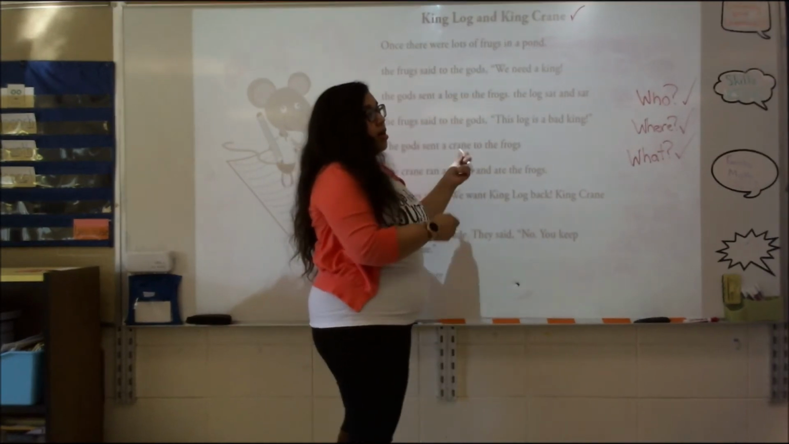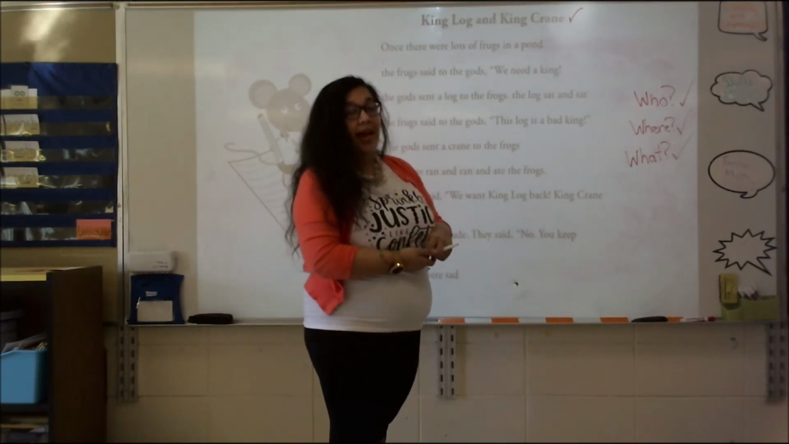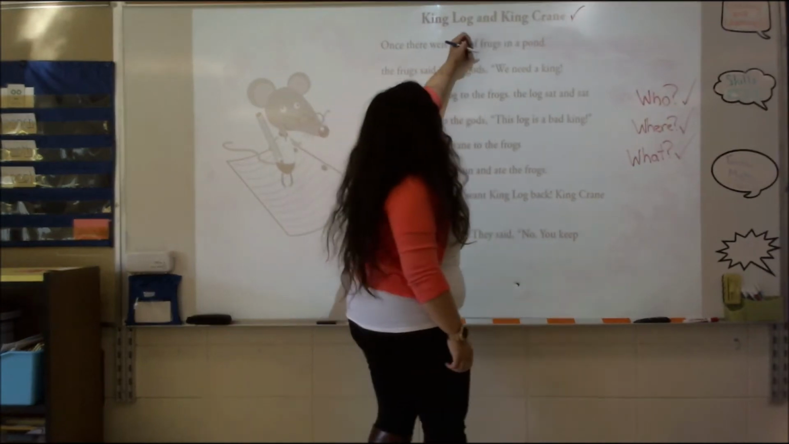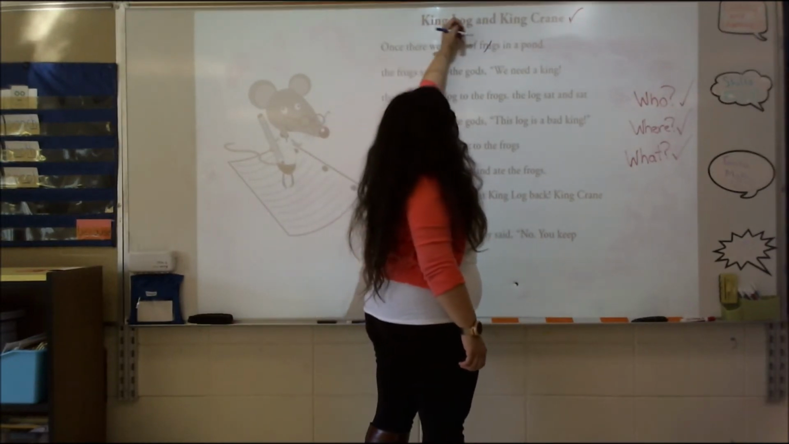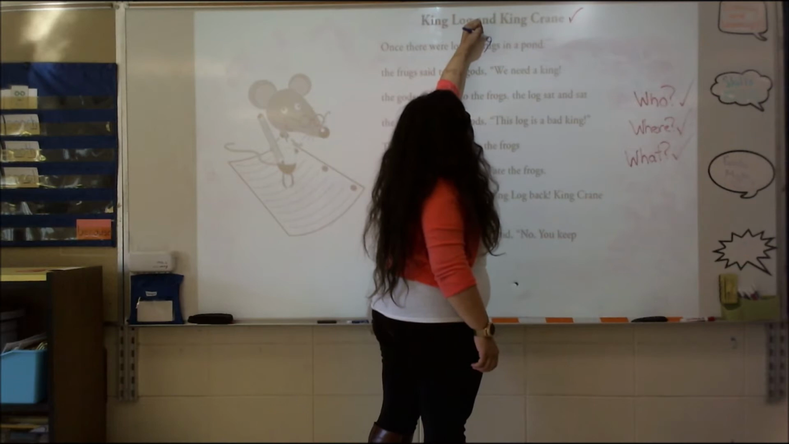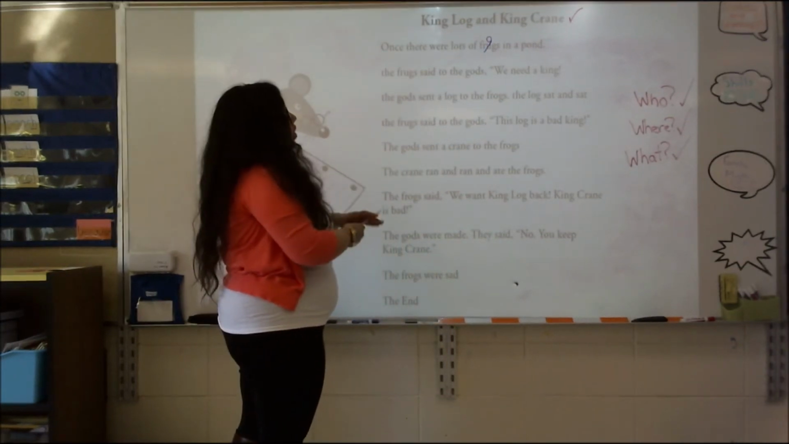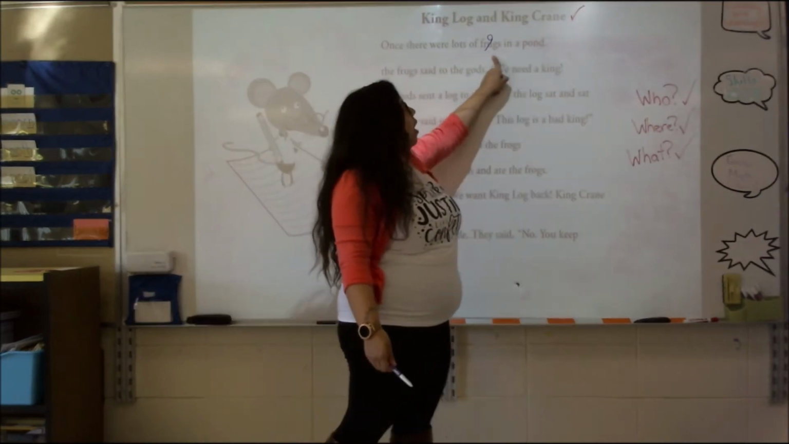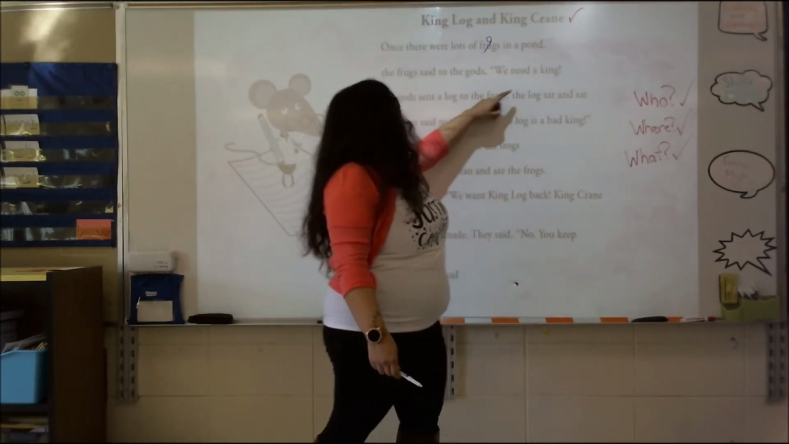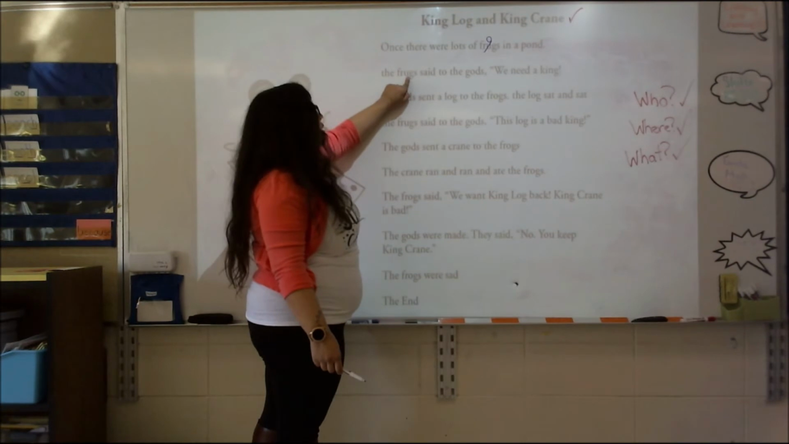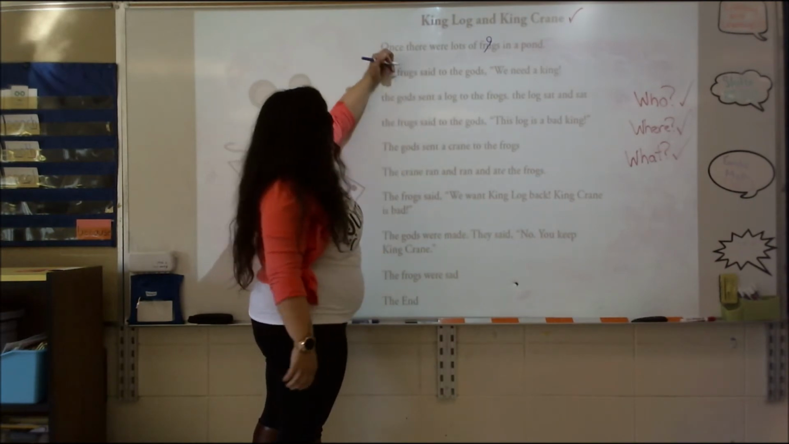Correct. That is wrong. So, what you're going to do when it's time for you to edit your own work, you're going to mark out the incorrect letter and write the correct one above it. We know that should be an O, spelling the word frogs. Once there were lots of frogs in a pond. So far, so good. The frogs, there's that again, okay.